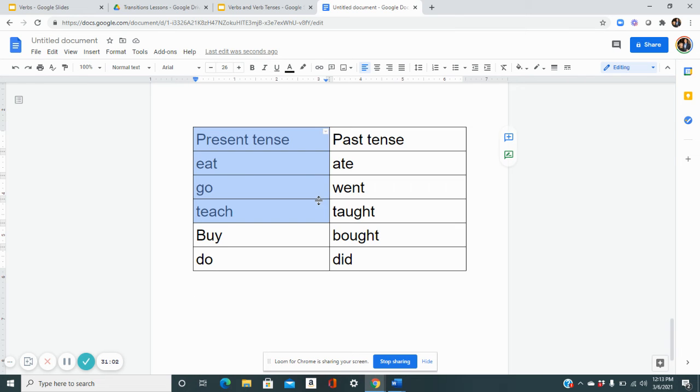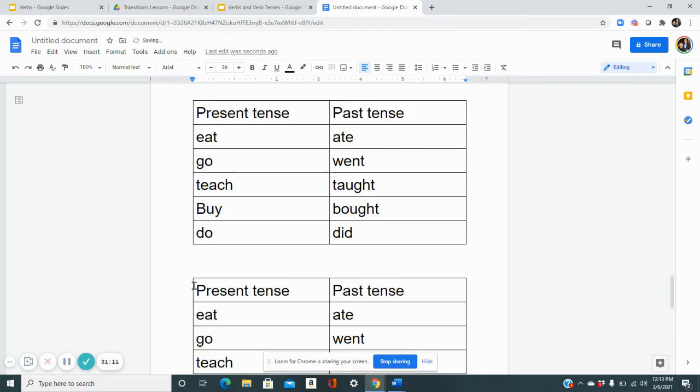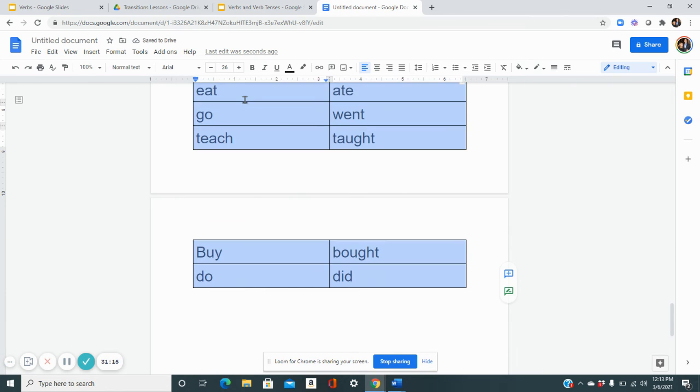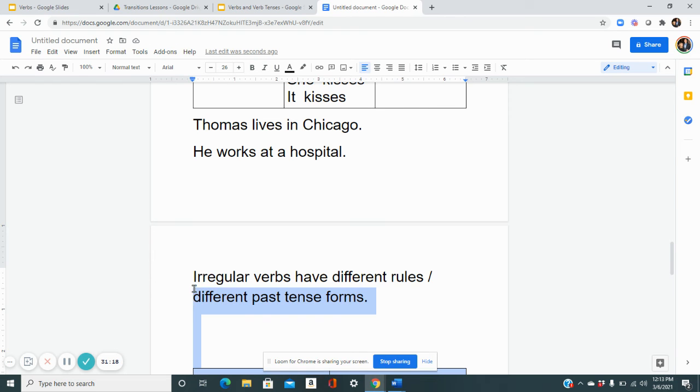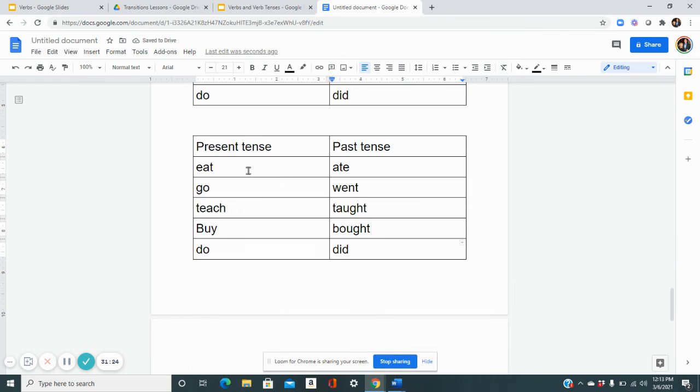If I have regular verbs, let me get rid of these ones. Like walk, for regular verbs, I just add ed.